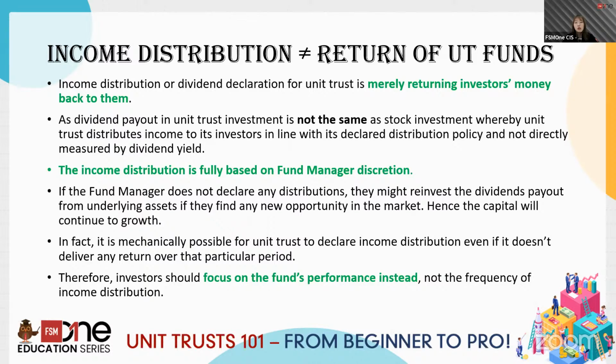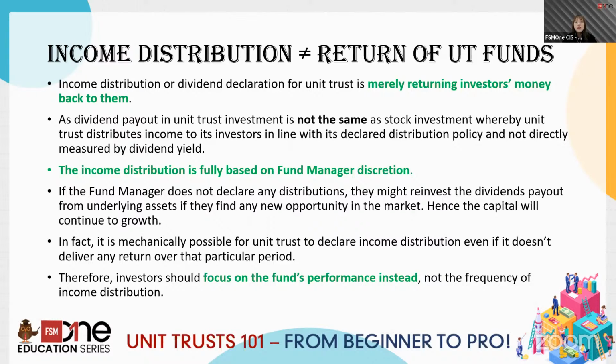So before the units are reinvested for you, you will see a temporary decrease in your profit percentage in your holding. When the income distribution process is complete, you will see additional units in your fund holding, and the temporary decrease in your profit will be normalized. So the income distribution does not really generate extra earning to your current holding. This is why income distribution for a unit trust is merely returning the investor's money back to them.